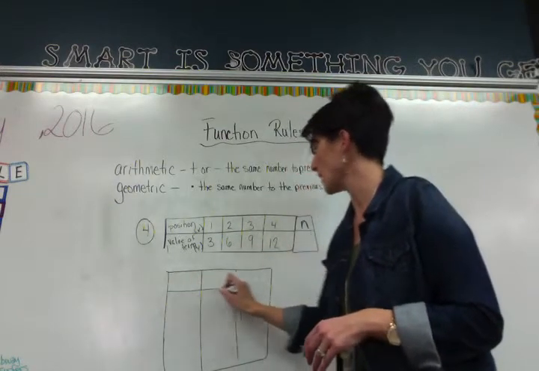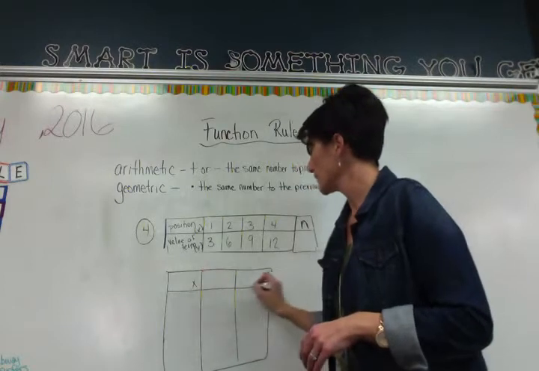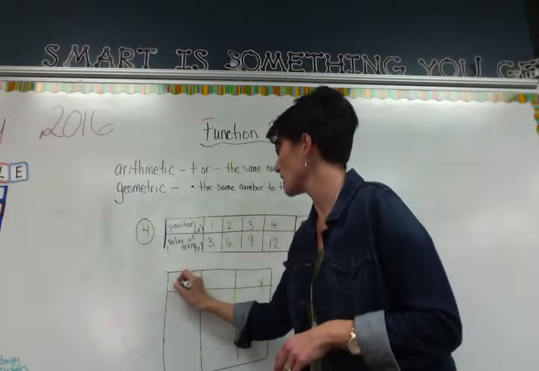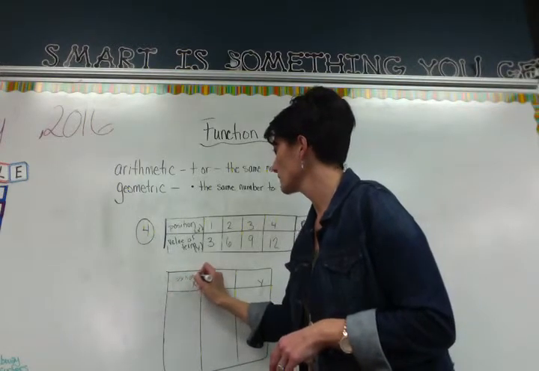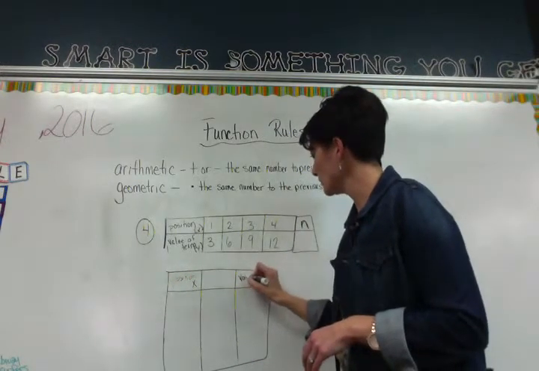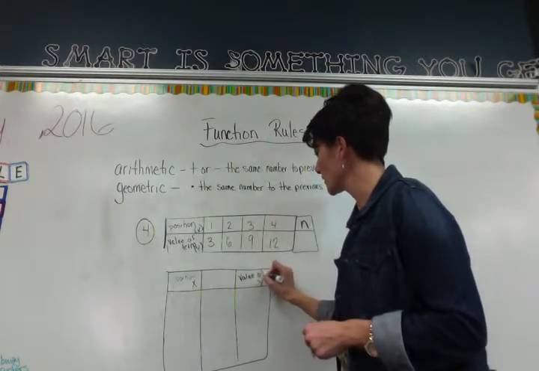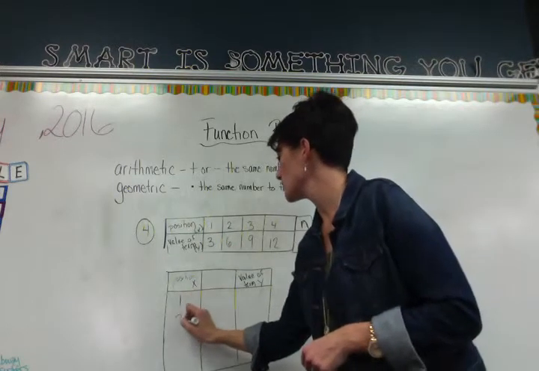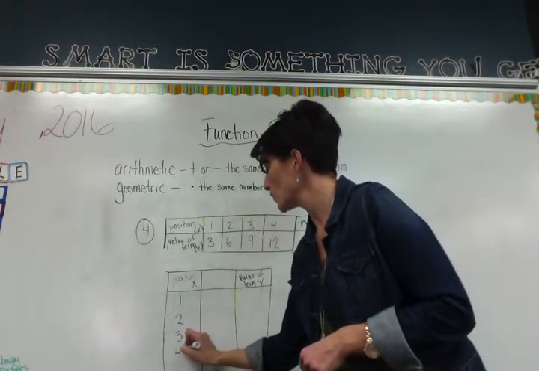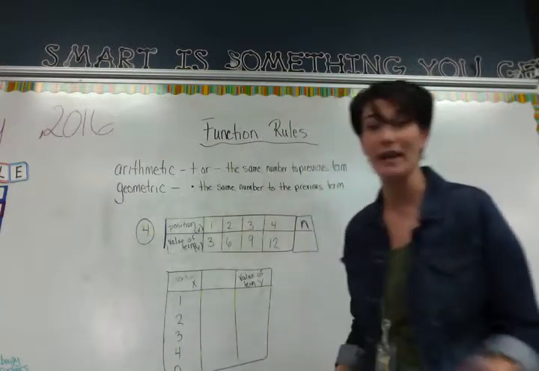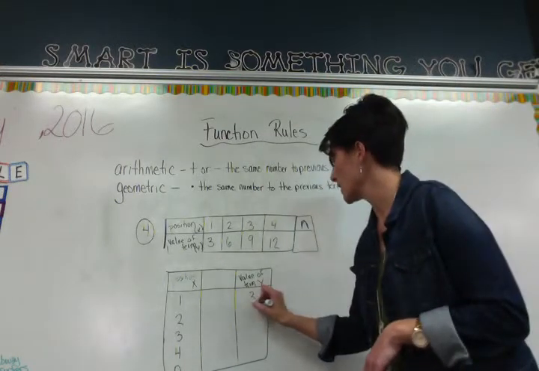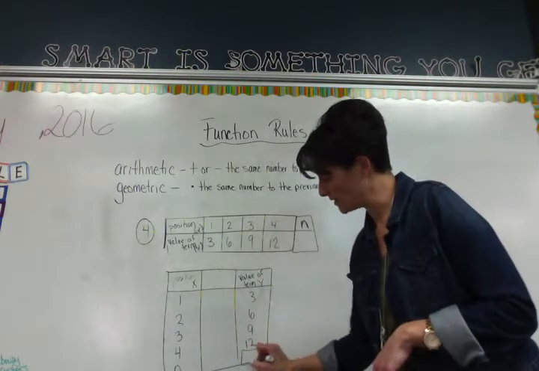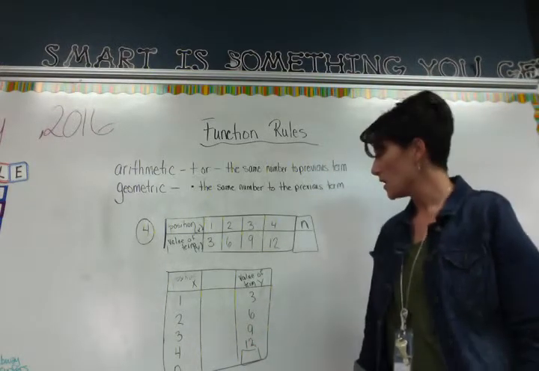So what I'd like you to get into a habit of is doing this. We would just call this the position, and this the value. Ooh, my handwriting is getting worse. All right, so my position, I've got 1, 2, 3, 4, and then I've got this N, because that's my unknown. Over here I have 3, 6, 9, 12, and I'm trying to figure out what that number would be.